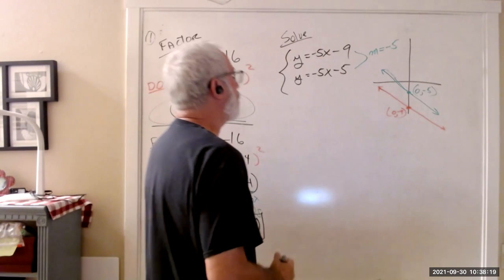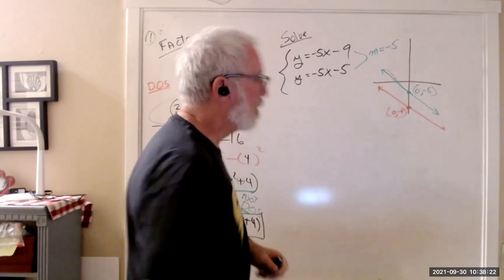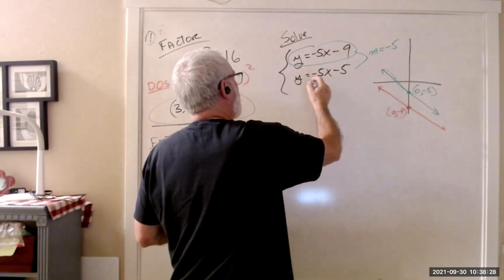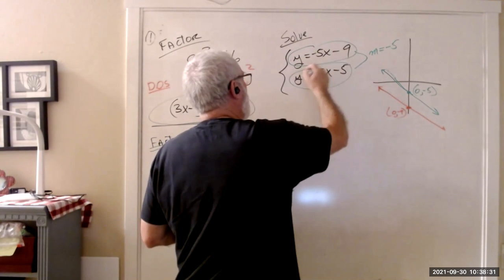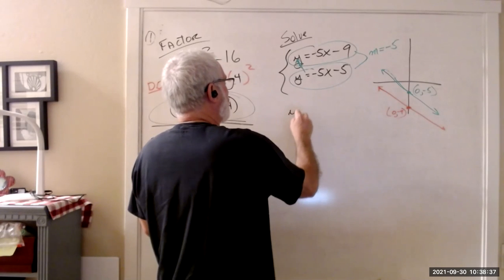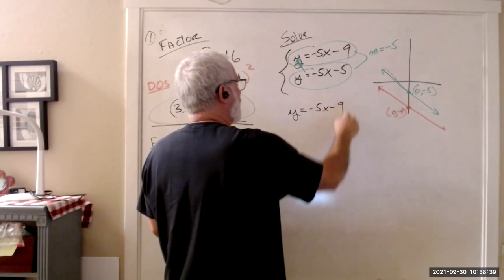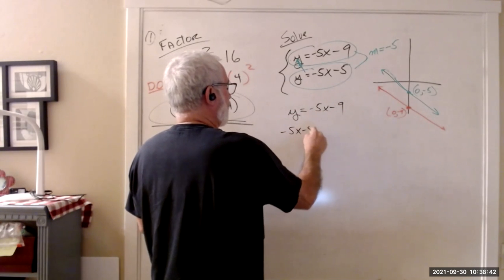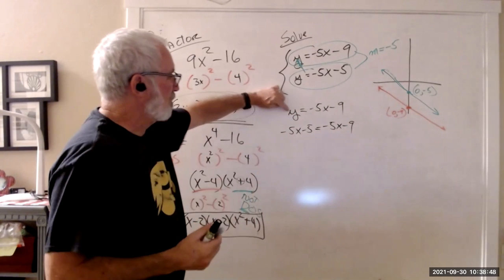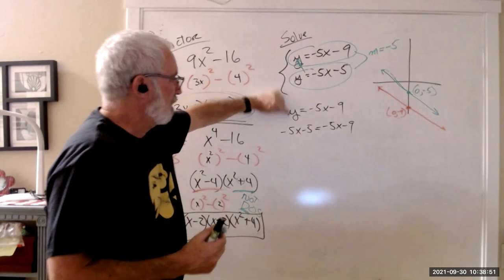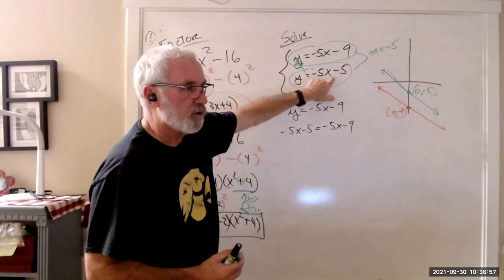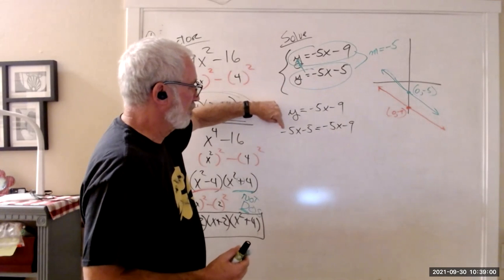Okay, if I were to use substitution, I would look at this one and say, oh, look, I can put this y in place of this y. So I can write, instead of y equals -5x minus 9, I can write -5x minus 5 equals -5x minus 9. Because look what I did. I substituted in place of y this quantity because it told me y is worth this. So in place of y, I put this.